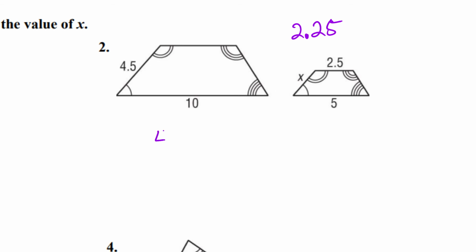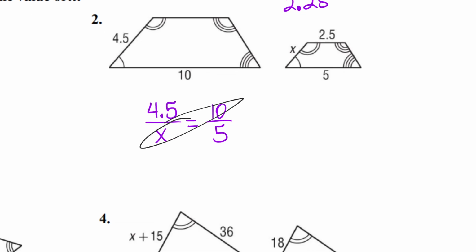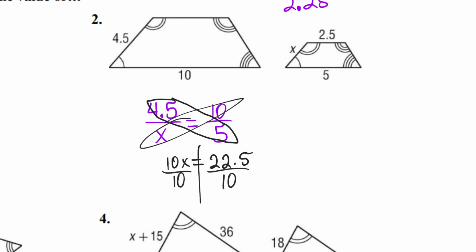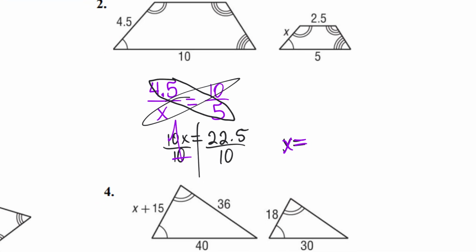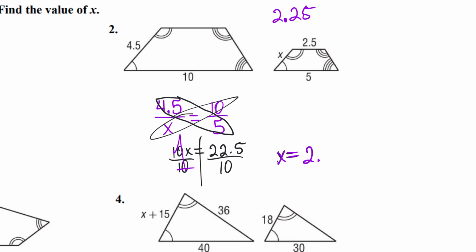So the 4.5 matches up to what side on the other one? The x. And then the 10 is to the 5. So let's cross multiply. X times 10 is 10x. 4.5 times 5 is what? 22.5. Divide both sides by 10. And so 22.5 divided by 10 is 2.25. Just like I said right there.